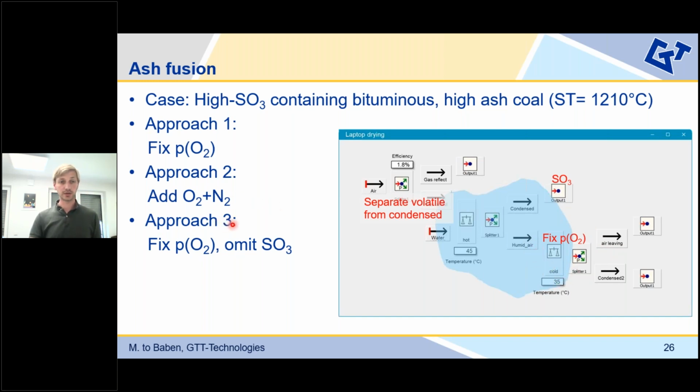So this is very close to approach number one, with the only difference that here we omit the SO3, because we have seen in approach number two that SO3 is actually all in the gas phase and not really taking part in the melting of the condensed phases.